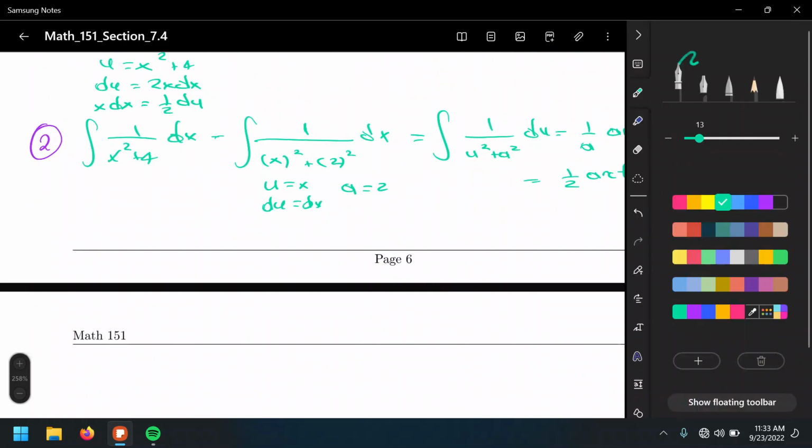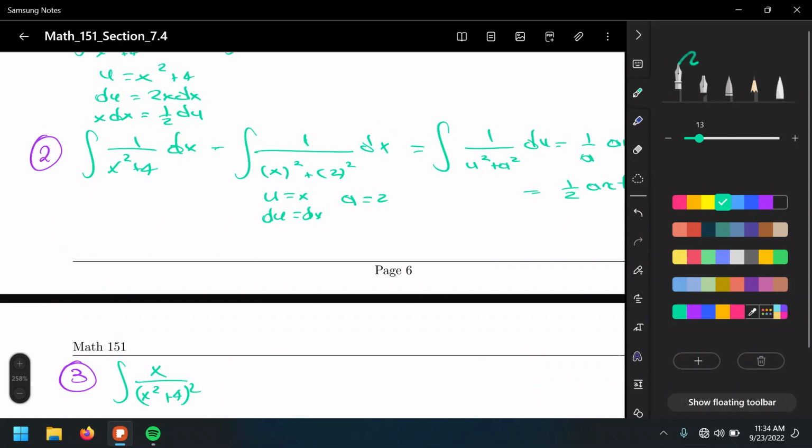Integral number 3. That's the integral of x over (x squared plus 4) quantity squared. I know there was a negative 4 in front of that integral, but again I'm going to put it at the end when I put all the results together.